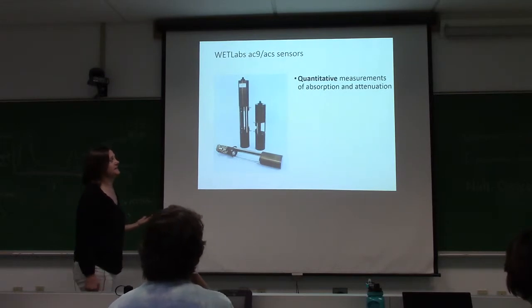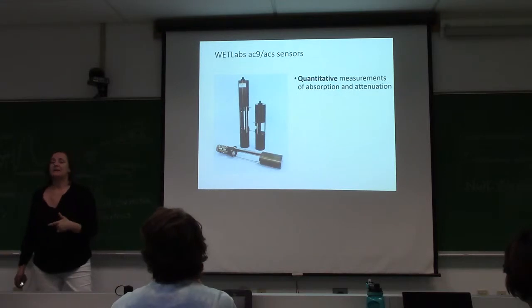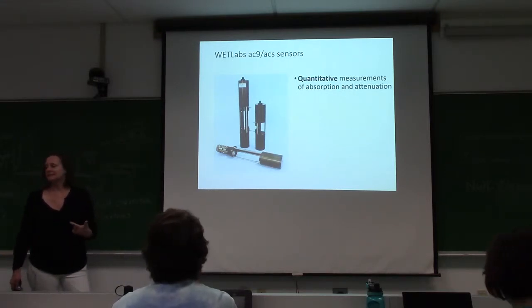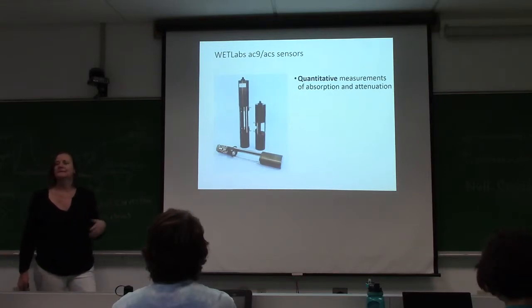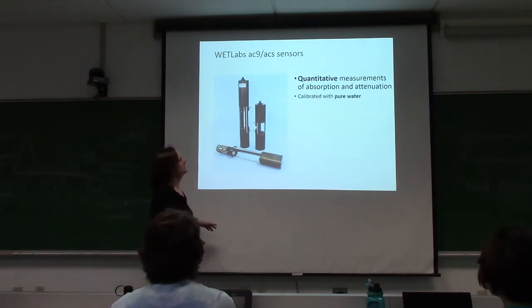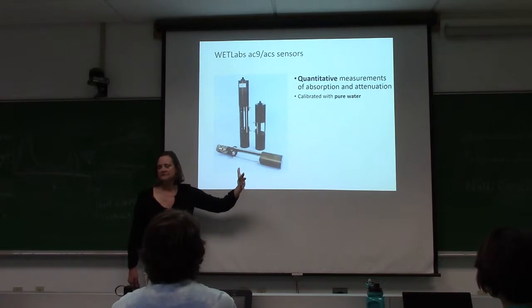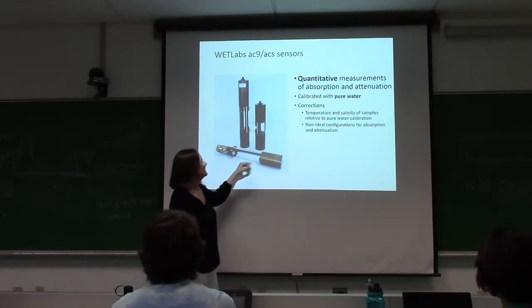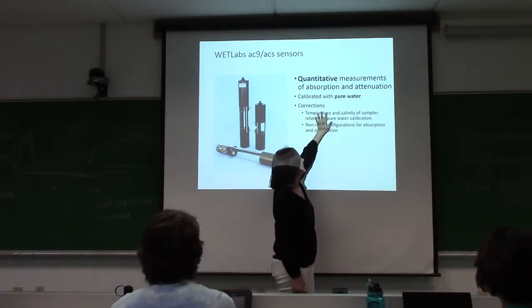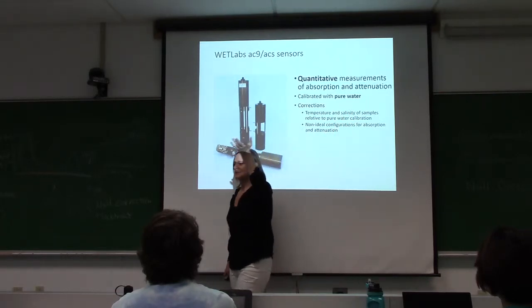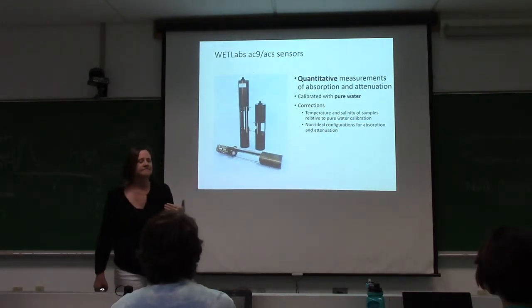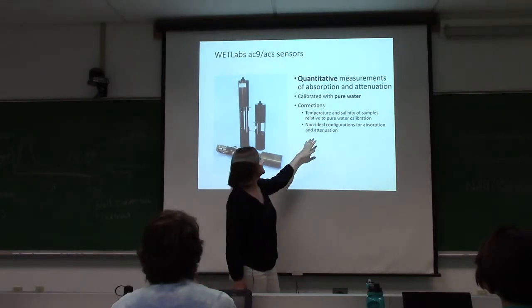It gives you a quantitative measurement of absorption and attenuation. And it actually gives the data out as an absorption coefficient per meter. Not absorptance, not absorbance, not optical density, not any of that. It gives it to you. We calibrate it with pure water, right? So pure water becomes our reference. And the corrections that you're going to have to think about are temperature and salinity, because remember we talked about how the absorption of pure water varies with temperature and salinity. We're actually going to do some experiments on that.